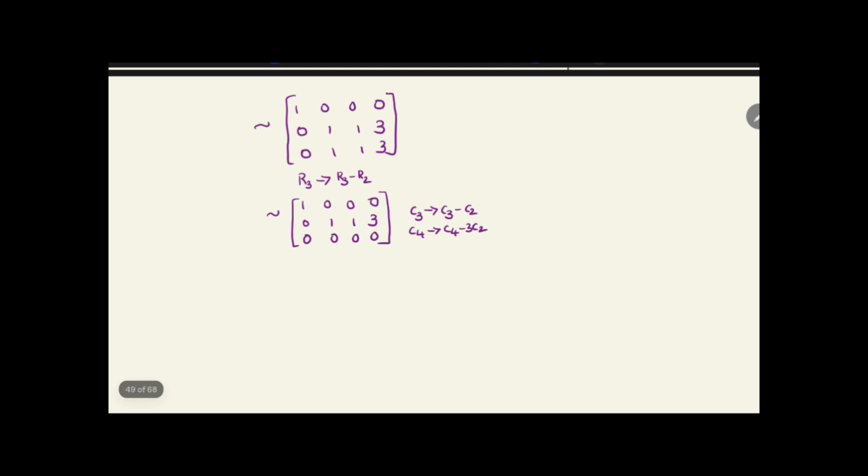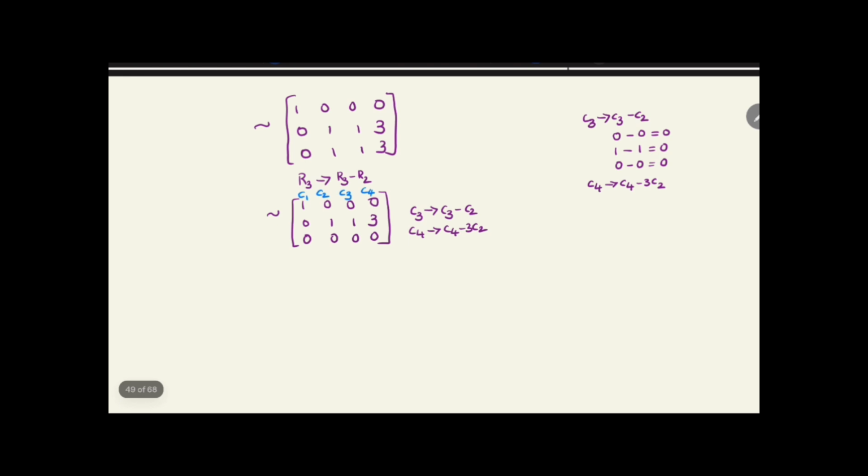Okay, students, now I will solve it here. C3 implies C3 minus C2. For your purpose, I'll write down here C1, C2, C3 and C4. Now, what is the first element of C3? It is 0, and the first element of C2 is 0. So 0 minus 0 is 0. Now, what is the second element of C3? It is 1 minus the second element of C2, which is 1. Now it is 0. The third element is 0 minus 0, again 0.